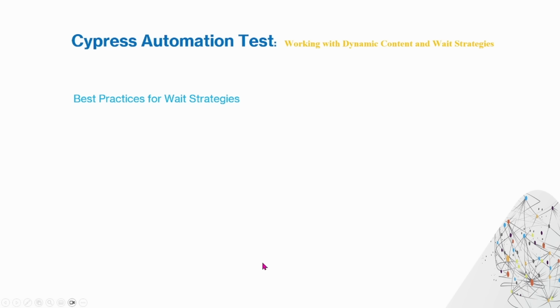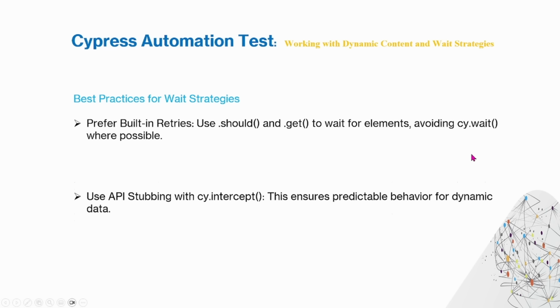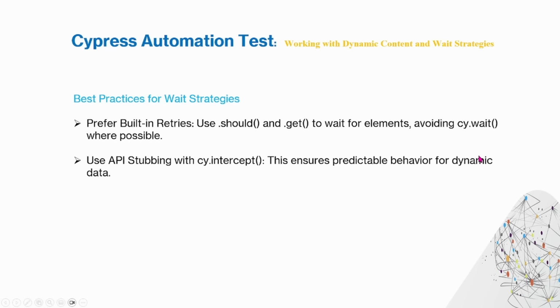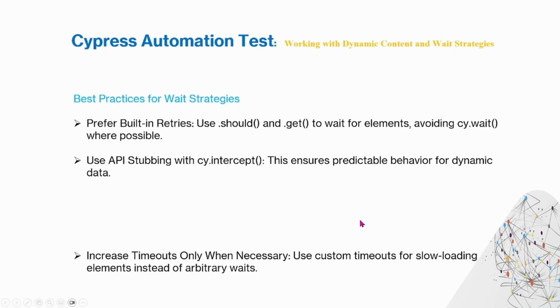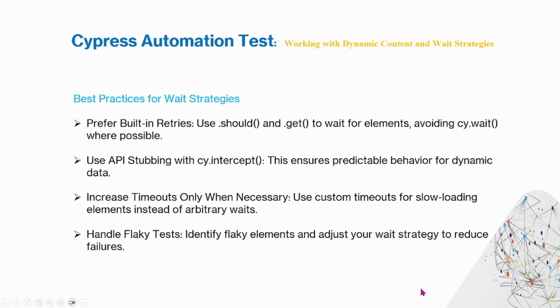So the best practices for wait strategies. Prefer built-in retries. You should use should and get to wait for elements and avoid cy.wait as much as possible. You should use API stubbing with cy.intercept, and this ensures predictable behavior for dynamic data. You should increase timeouts only when necessary. Use custom timeouts for slow loading elements instead of arbitrary waits. And you should handle flaky tests. Identify flaky elements and adjust your wait strategy to reduce failures.